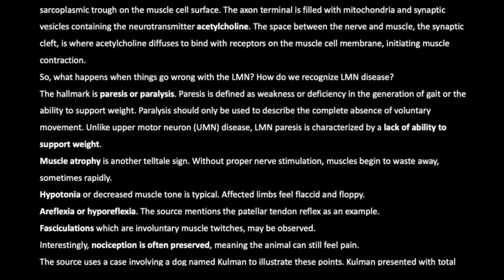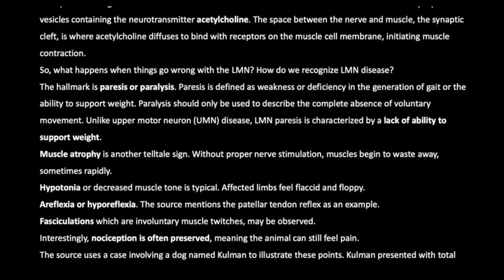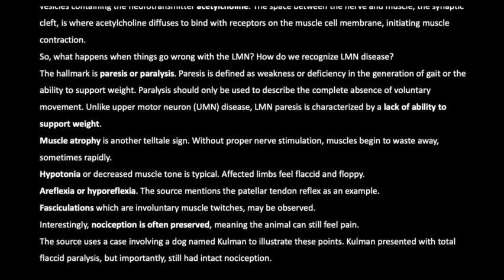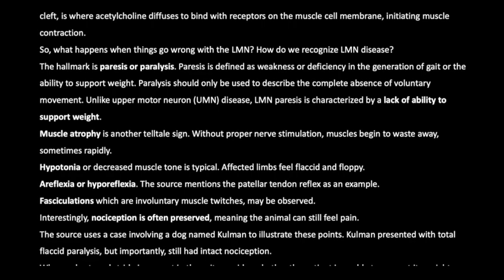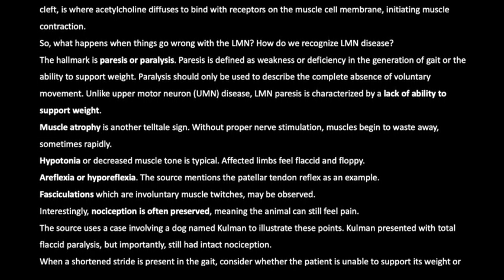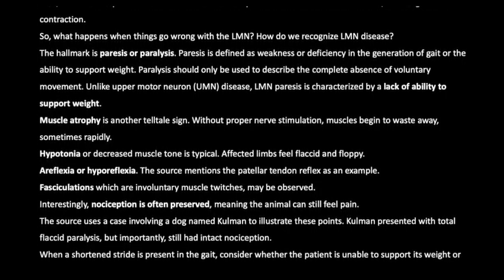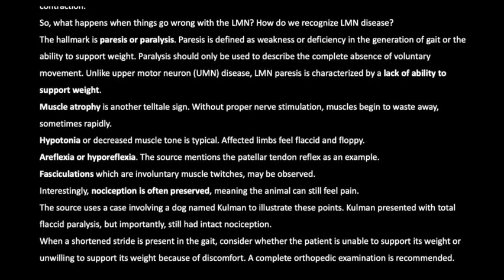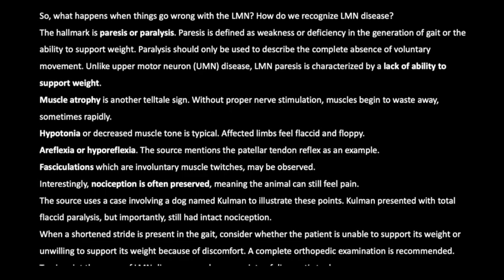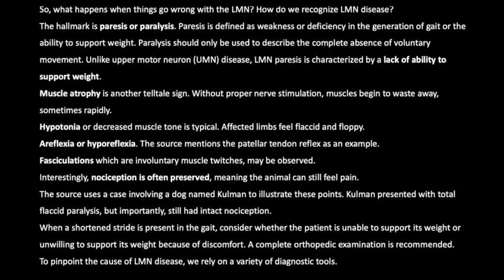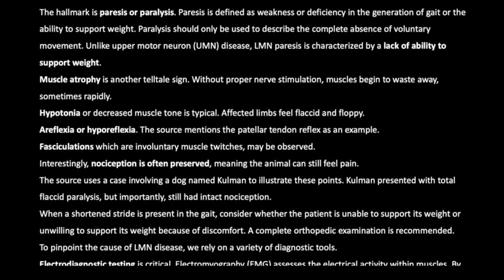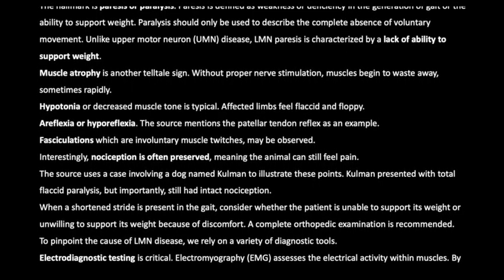So, what happens when things go wrong with the LMN? How do we recognize LMN disease? The hallmark is paresis or paralysis. Paresis is defined as weakness or deficiency in the generation of gait or the ability to support weight. Paralysis should only be used to describe the complete absence of voluntary movement. Unlike upper motor neuron, UMN, disease, LMN paresis is characterized by a lack of ability to support weight.